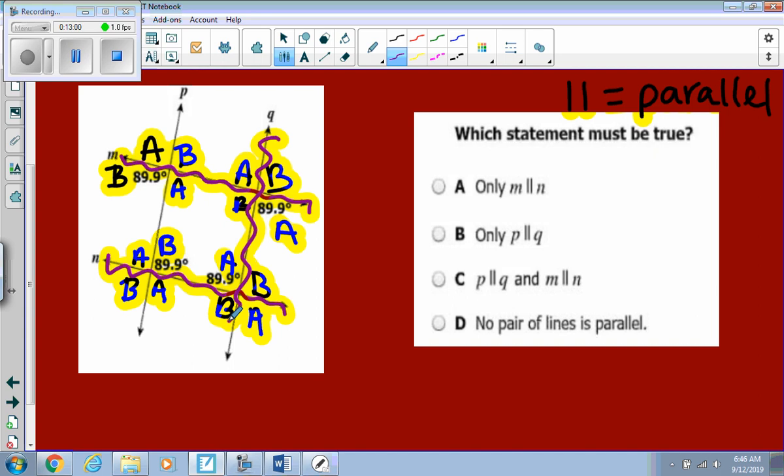And I'm seeing that I have an 89.9 and an 89.9, both being an A. If they're both A's, they should be equal. Then I'm going to check, okay, are they on different lines? And yes, 89.9 is on M and 89.9 is on N. So this is proving things to be parallel. So A is true.